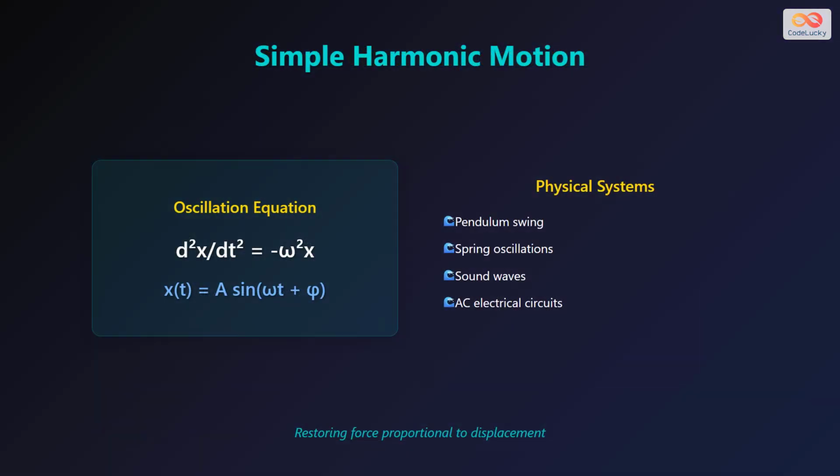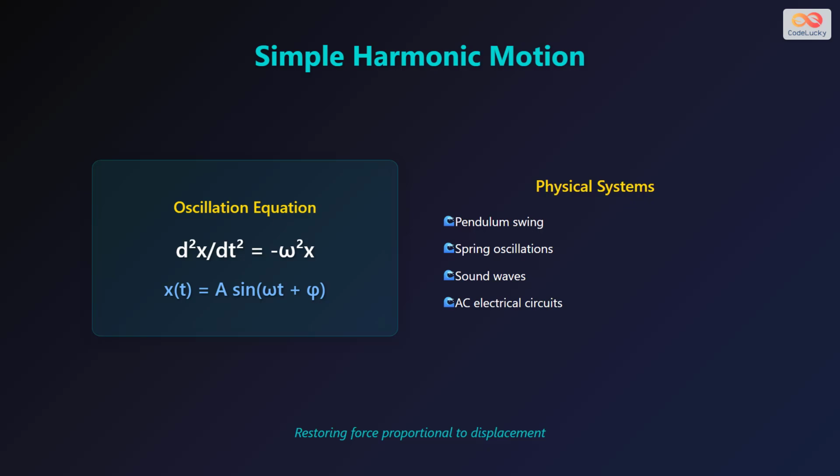Next, let's discuss simple harmonic motion, which describes oscillatory systems like a pendulum swinging back and forth. The equation d²x/dt² = -omega² x represents simple harmonic motion, where d²x/dt² is the acceleration, x is the displacement, and omega is the angular frequency. The solution to this equation is x(t) = A sin(omega t + phi), where x(t) is the displacement at time t, A is the amplitude, omega is the angular frequency, t is the time, and phi is the phase constant.